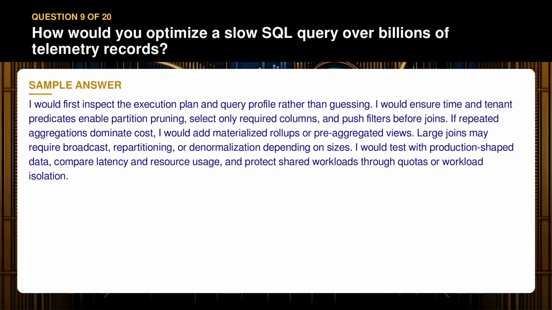If repeated aggregations dominate cost, I would add materialized rollups or pre-aggregated views. Large joins may require broadcast, repartitioning, or denormalization depending on sizes. I would test with production-shaped data, compare latency and resource usage, and protect shared workloads through quotas or workload isolation.